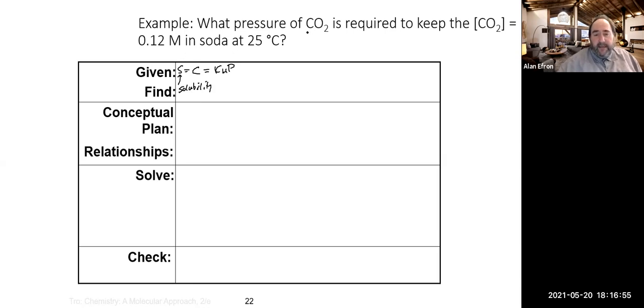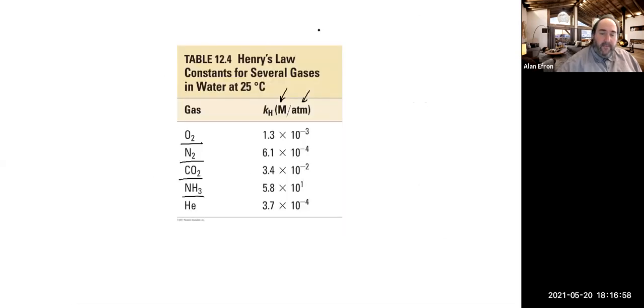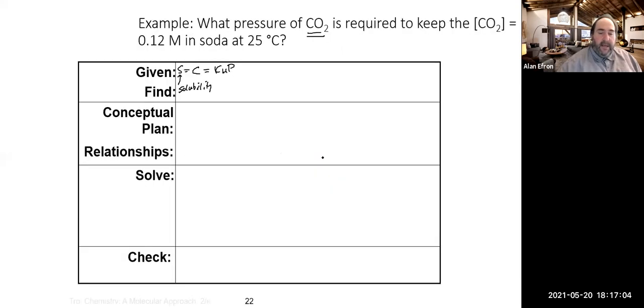Because we're dealing with CO2, we would go back to our table and grab the Henry's law constant for CO2. If we did that, we see that K here is 3.4 times 10 to the minus 2 molar per atmosphere. So we can solve for pressure here. Pressure would equal our concentration divided by our Henry's law constant. The concentration we're looking to keep it at is 0.12 molar. Our constant for CO2 specifically is 3.4 times 10 to the minus 2 molar divided by atmospheres.